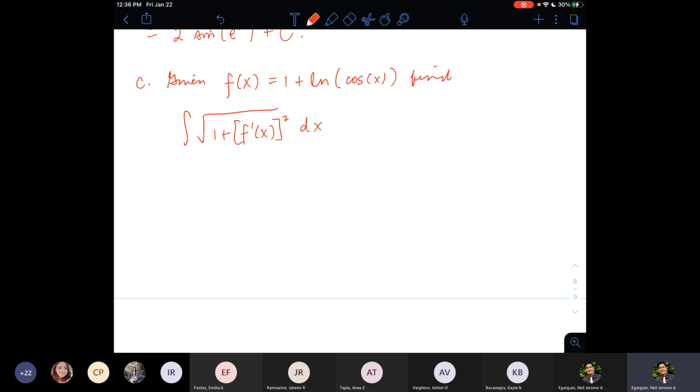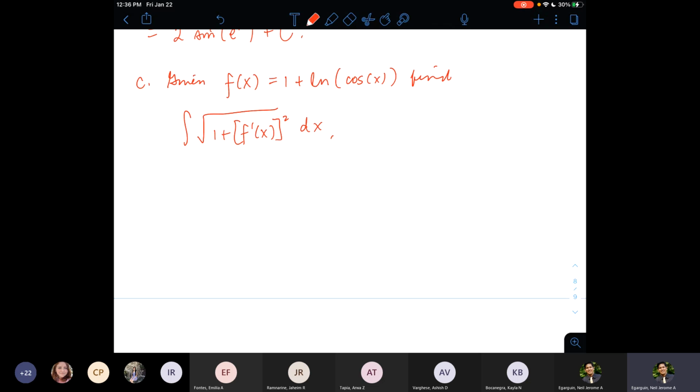All right. Okay, so at first glance, this problem seems to be very complicated because you want to get the integral of a complicated integrand, the square root of 1 plus f prime quantity squared dx. But if you break this down into several pieces and do it step by step, it won't seem to be hard at all, right?